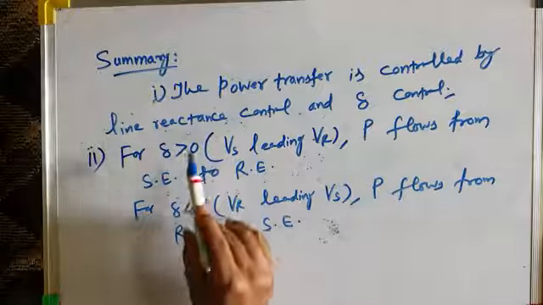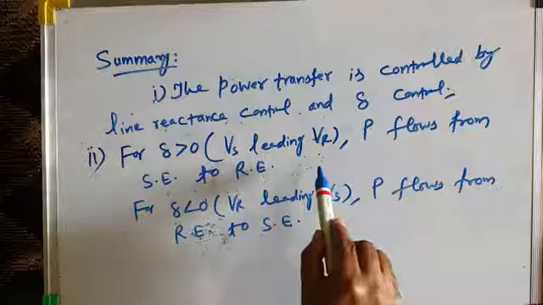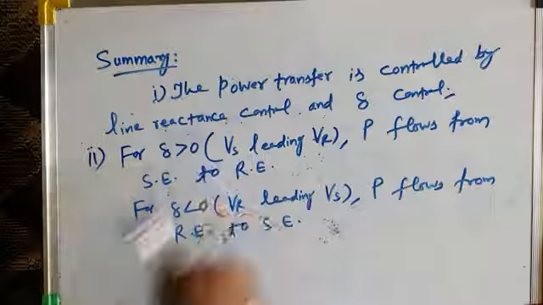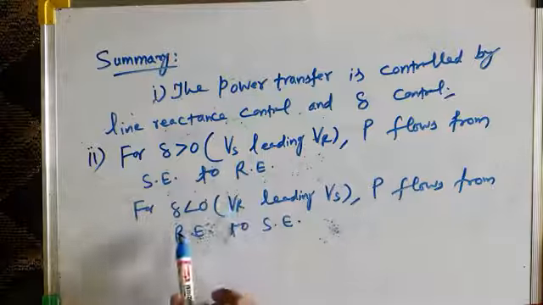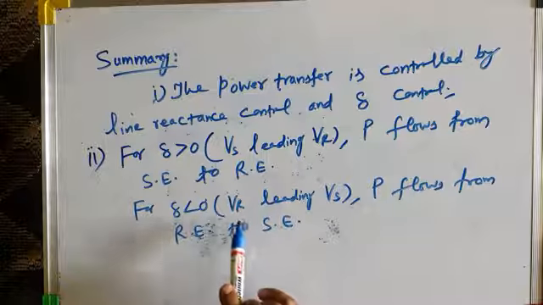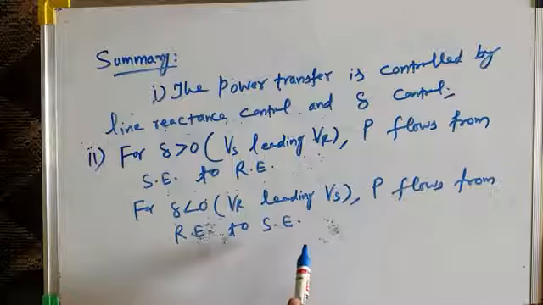I mean, if delta is greater than 0 degree, that means sending end voltage is leading receiving end voltage, which I have explained a few moments back with the help of a phasor diagram. Power flows from sending end to receiving end. But if delta is less than 0 degree, that means receiving end voltage is leading sending end voltage, and power may flow from receiving end to sending end.